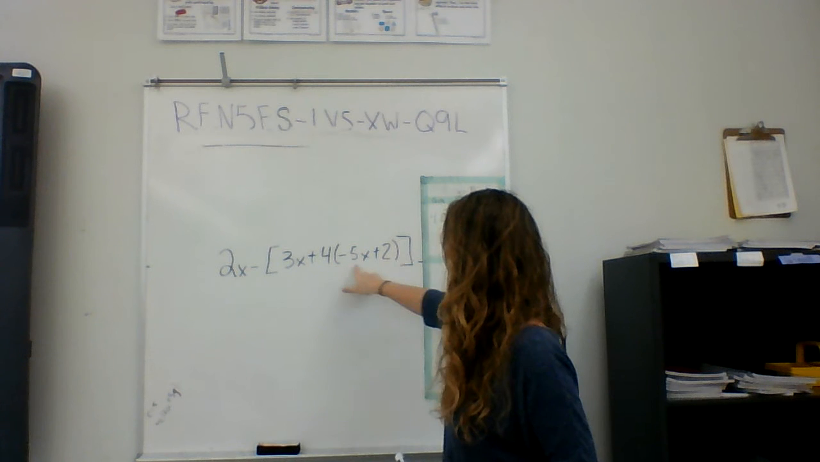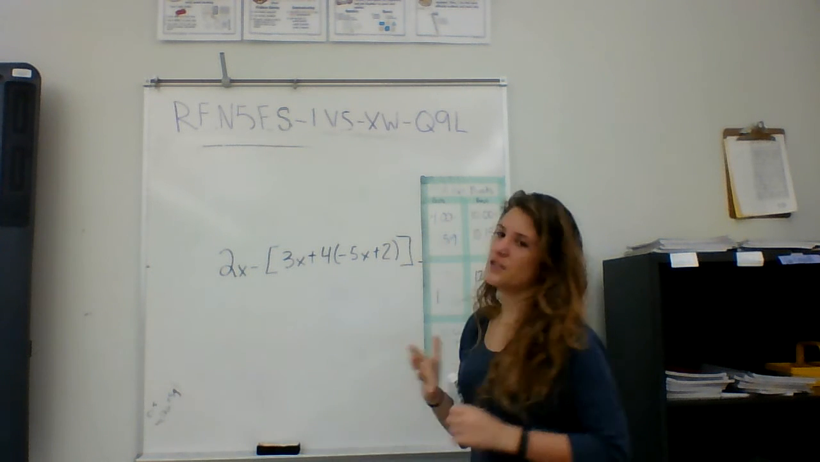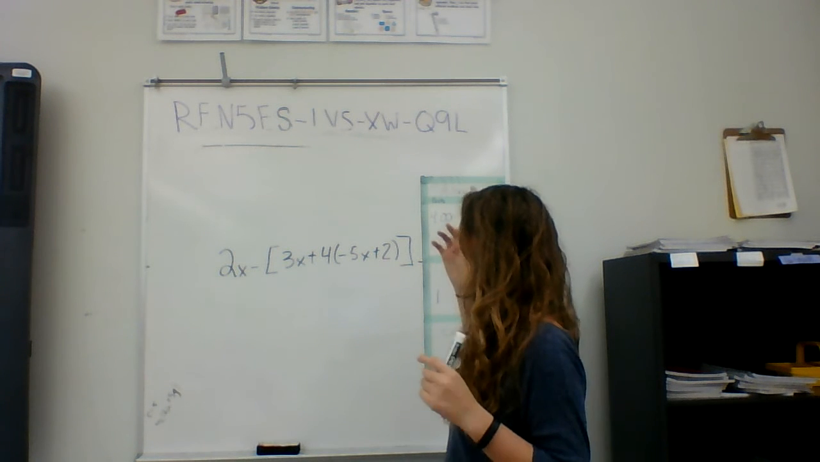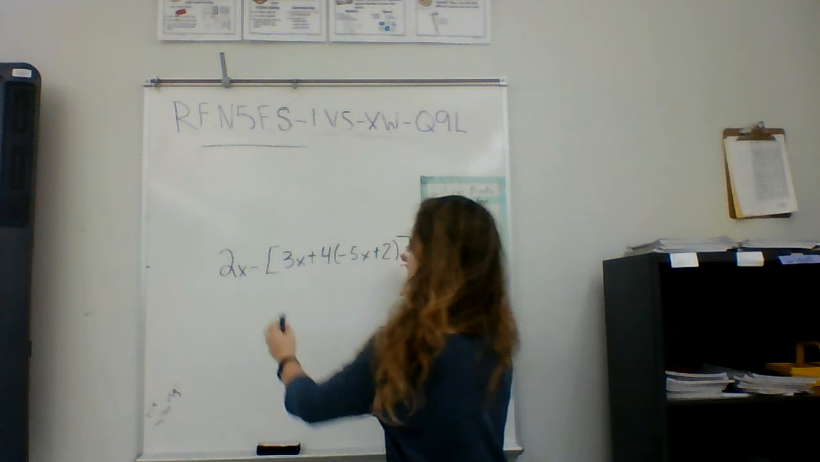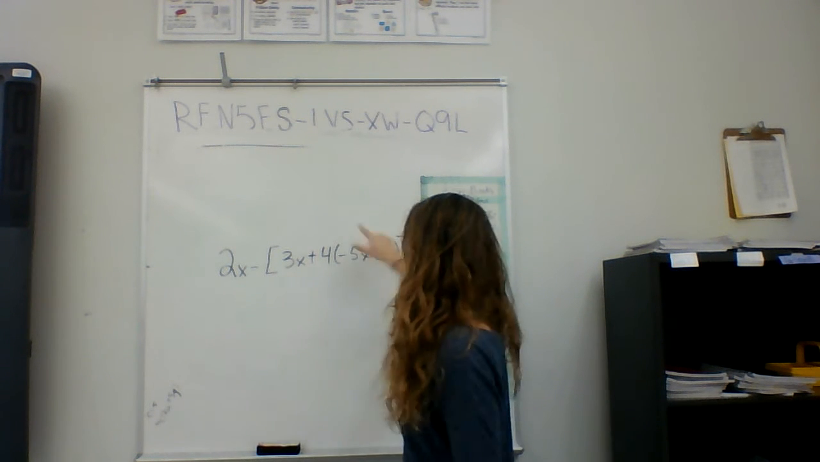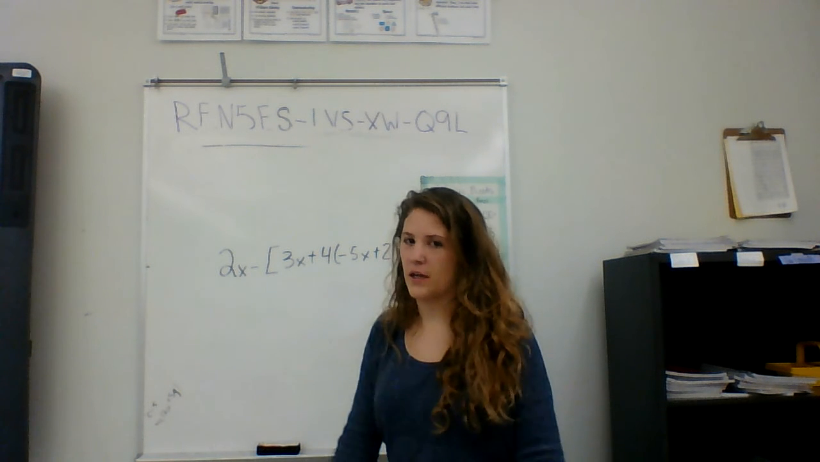First, we see parentheses right here, and we see brackets right here. And brackets are like extra parentheses. They're super big, and it's everything. So when we see a problem like this, we have to do what's in parentheses first, and then finish what's in brackets, and then do the last part. These brackets hold true throughout the entire thing until we distribute the negative. So I'll kind of show you what I'm talking about.